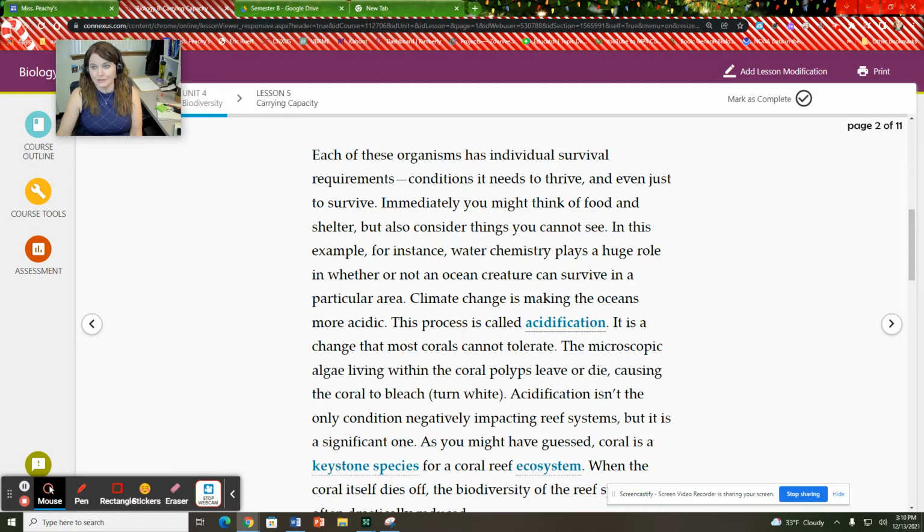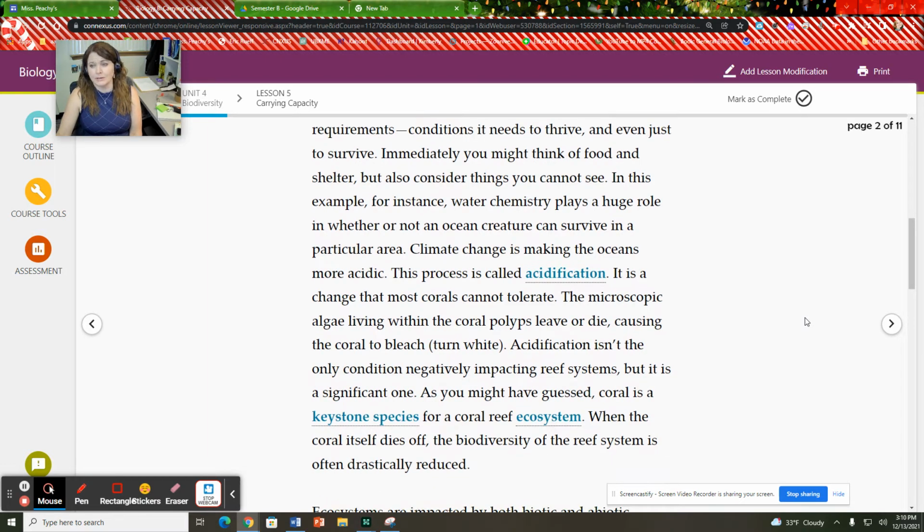Obviously, food and shelter are things that we think about immediately, but we also have to think beyond the scope of what is obvious. For example, water chemistry plays a huge role in whether or not an ocean creature can survive in a particular area. Then it starts talking about something called ocean acidification. Ocean acidification is a byproduct of warming oceans due to climate change. Climate change causes the ocean temperature to rise. It's a complex process that we will not go into here, but essentially it causes the ocean to become more acidified.